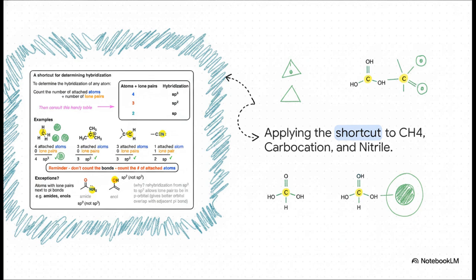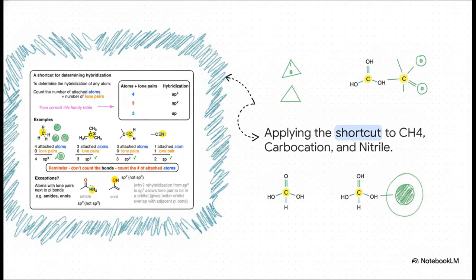Look at methane on the left. 4 attached hydrogens, 0 lone pairs. 4 plus 0 is 4, so boom, sp3. Now the carbocation in the middle. 3 attached carbons, 0 lone pairs. 3 plus 0 is 3, making it sp2. Finally, the nitrile group on the right. The carbon is triple bonded to the nitrogen. But remember the rule. It's only attached to one atom, the nitrogen, with 0 lone pairs.